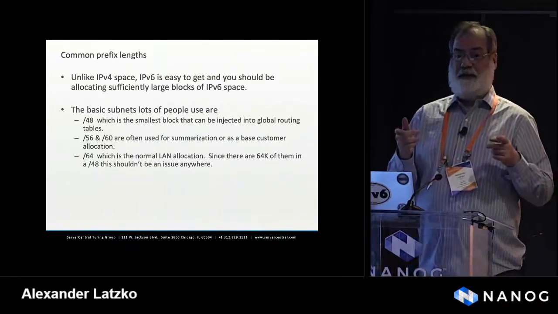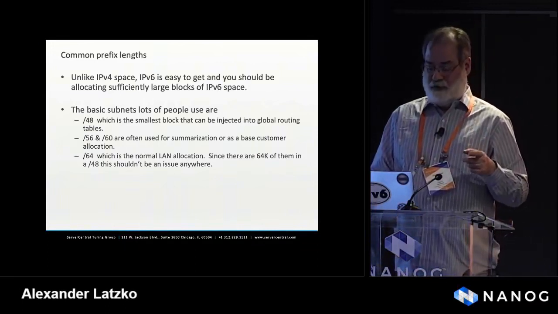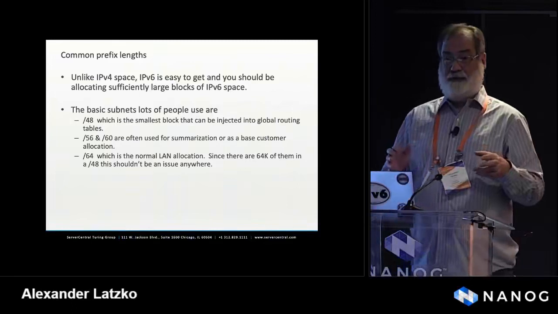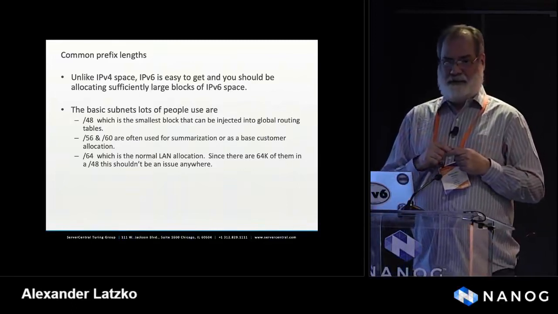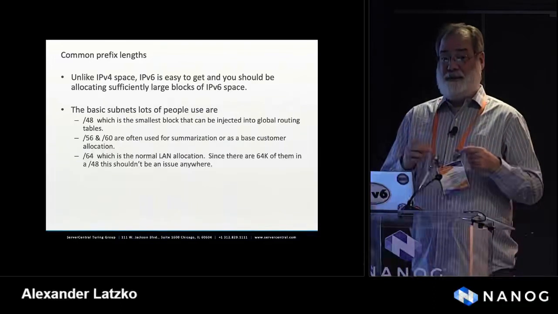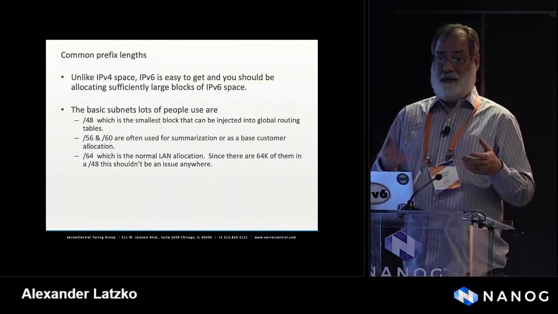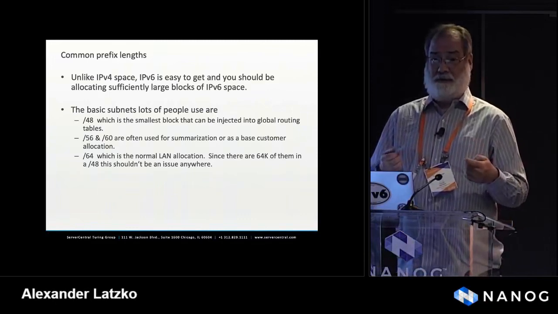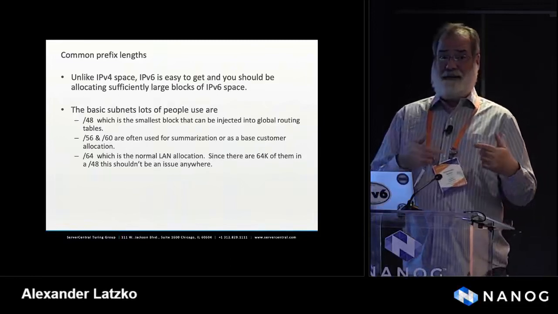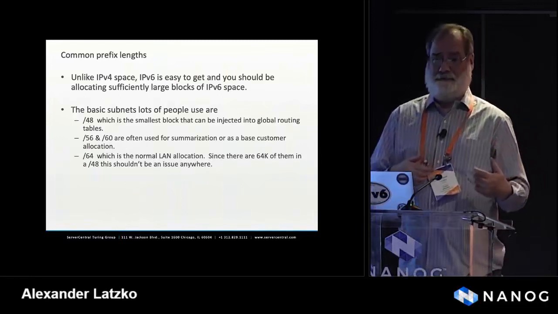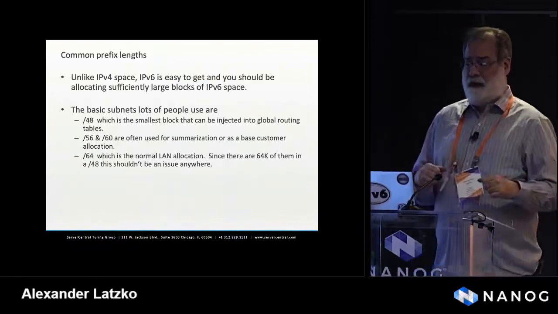A /64 is the normal LAN allocation. You don't actually want to go to anything shorter than a /64 for normal purposes, because somebody who's a lot smarter than I am told me recently that the Broadcom Trident chipset, which is one of the basic building blocks of chipsets, is actually hardware optimized to switch on /64s. I don't know how true that is, but considering the pedigree of the guy who told me, I trust him. He's one of the chief architects of one of the switch companies.